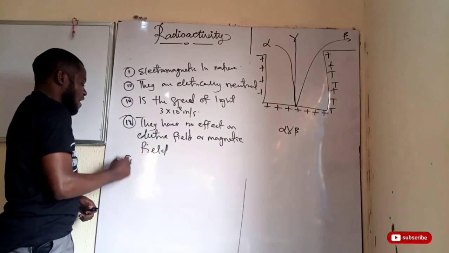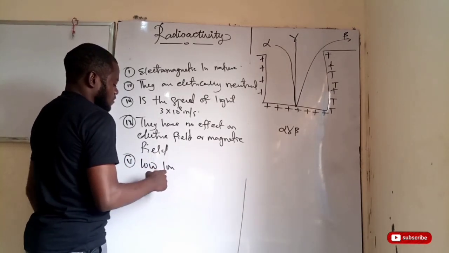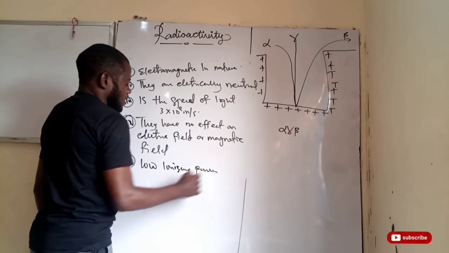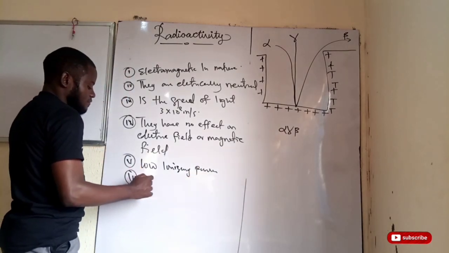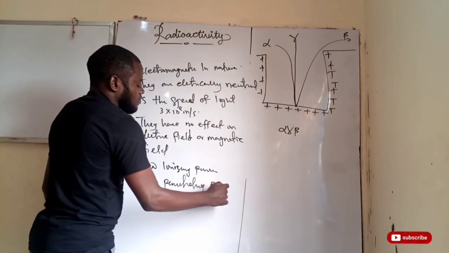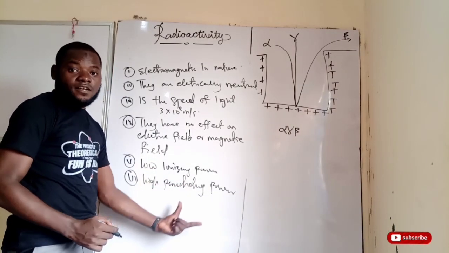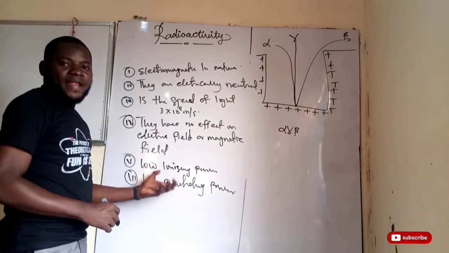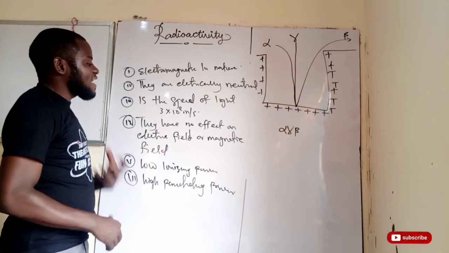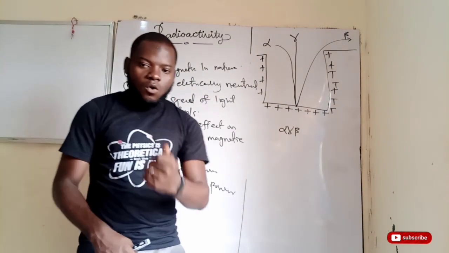And they have what? They have low ionizing power, and they have what? High penetrating power. And this is a reason why we make use of them in sterilizer, because what? They have low ionizing power, and they have what? High penetrating power. And they are electrically neutral.